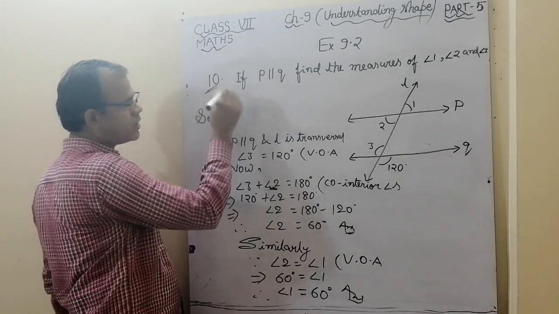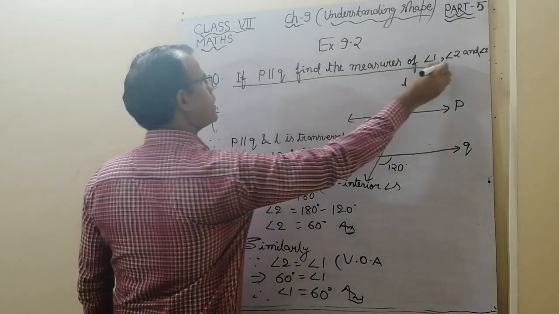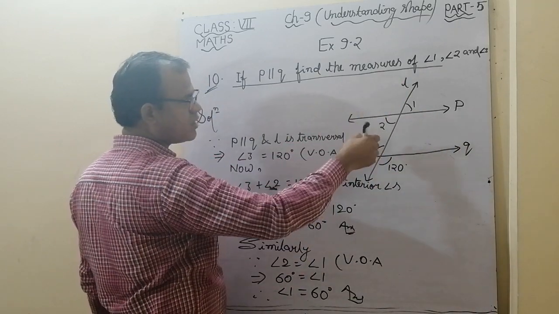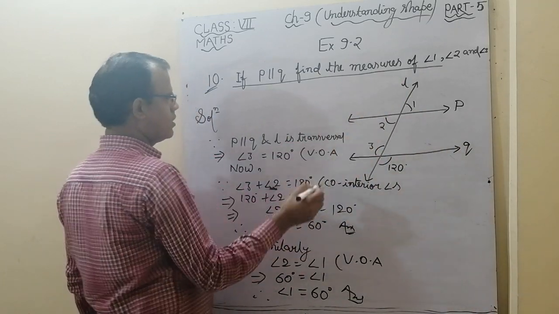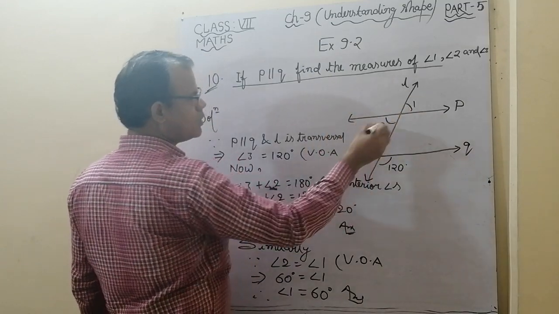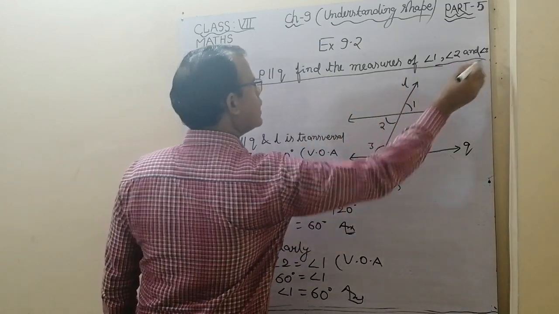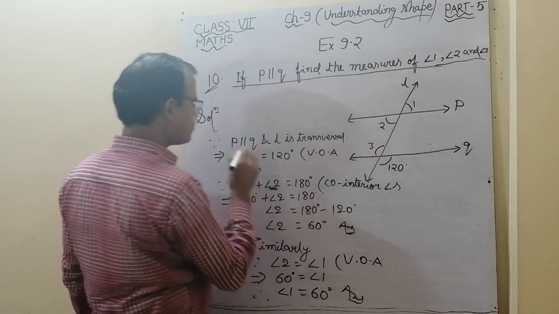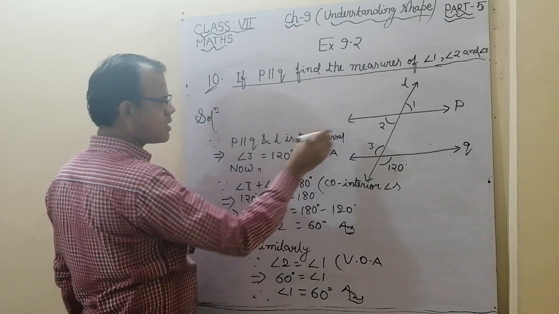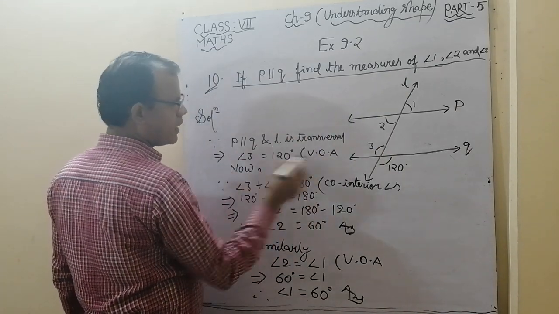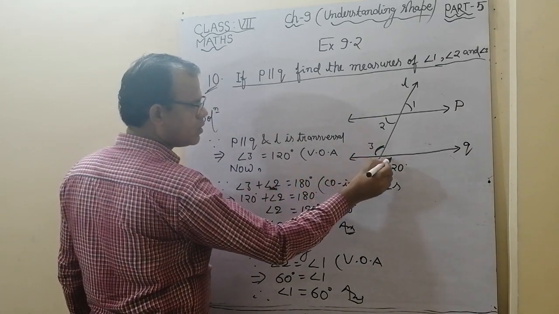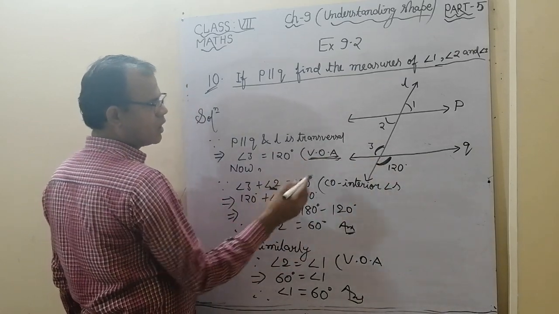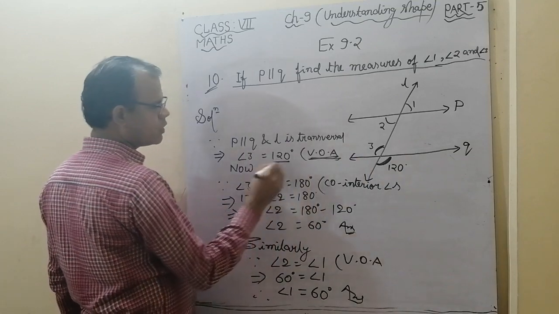Students, next question number 10. If P is parallel to Q, this line parallel to this line, and this L is a transversal line, as you see here, we have to find angles 1, 2 and 3. Since lines P and Q are parallel and line L is a transversal, angle 3 equals 120 degrees. Why? Vertically opposite angles. So the value of angle 3 is 120 degrees.